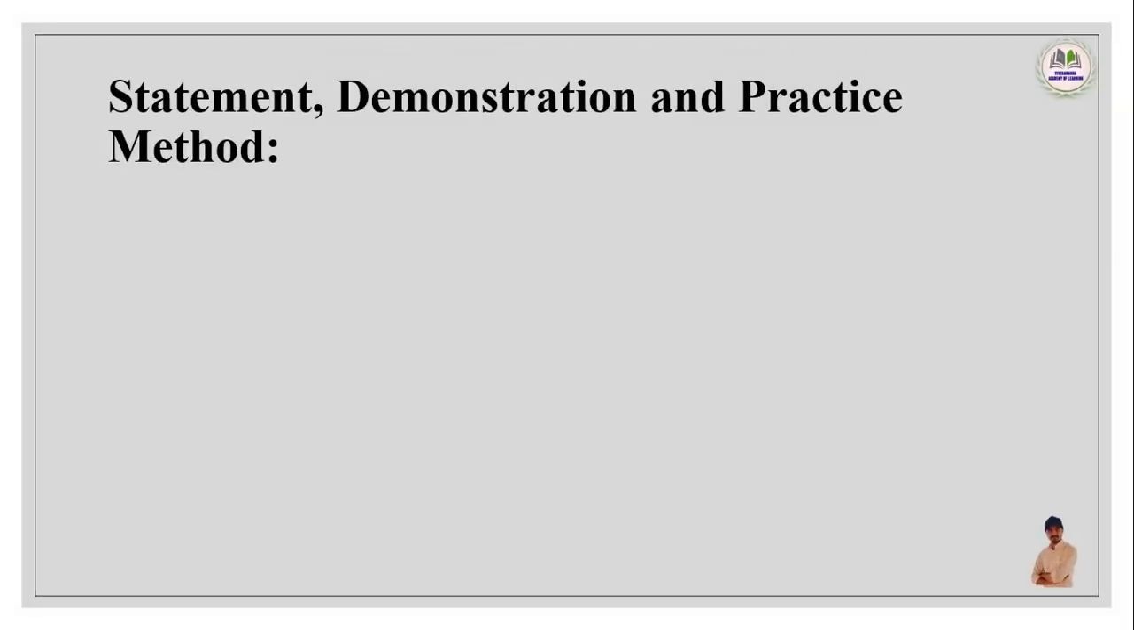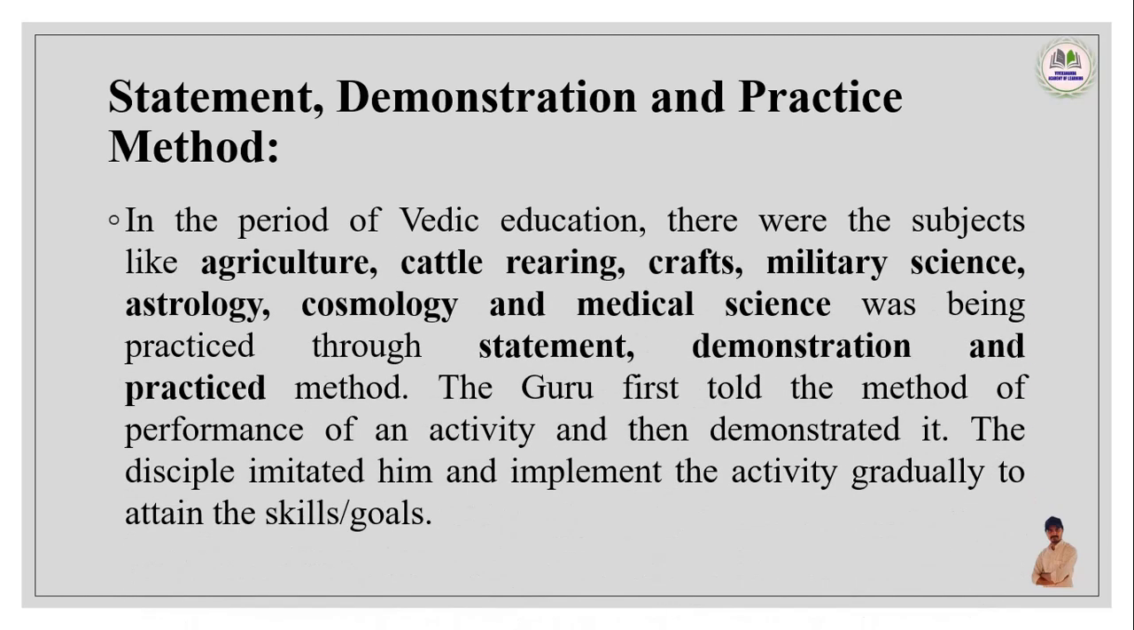The next method prevailing was the statement, demonstration and practice method. In the period of Vedic education, subjects like agriculture, cattle rearing, crafts, military science, astrology, cosmology, and medical science were practiced through the statement, demonstration, and practice method. The guru first told the method of performance of an activity and then demonstrated it. Then the disciple imitated him and implemented the activity gradually to attain the skills, or rather goals.